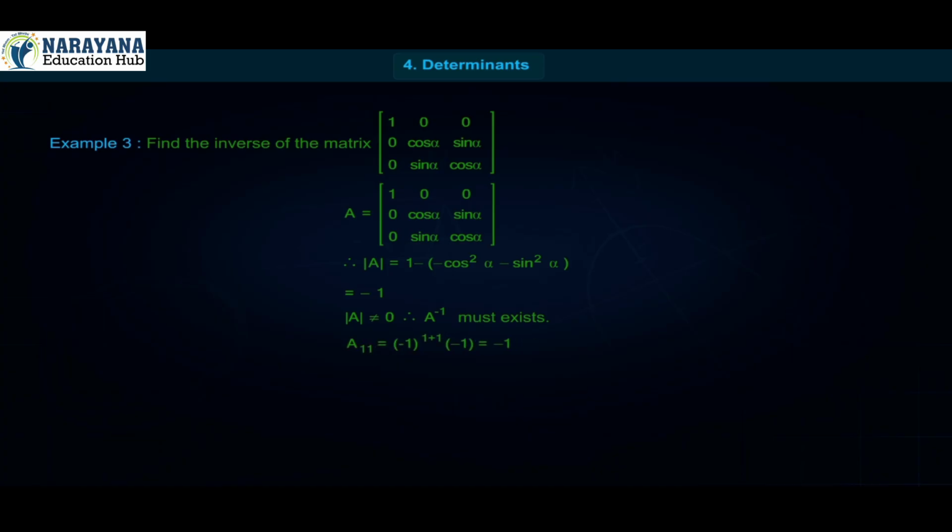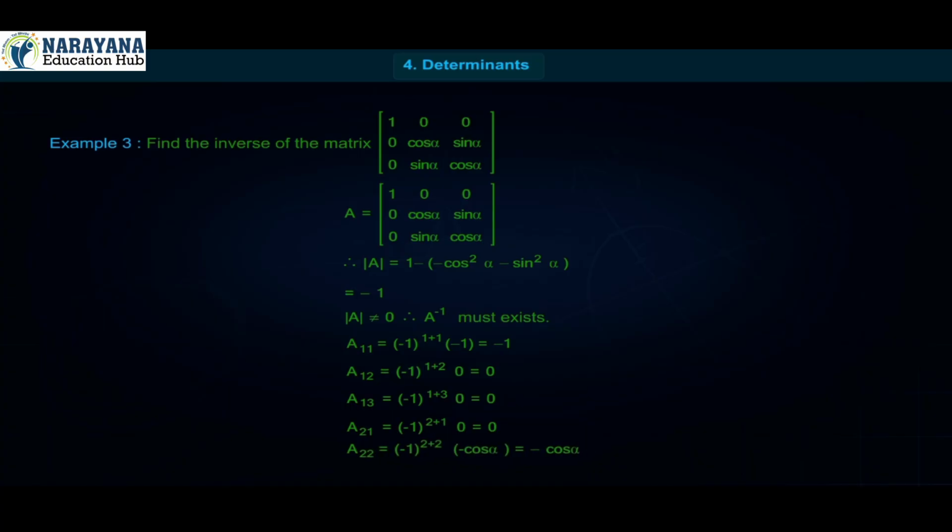A11 is equal to (-1) raised to 1 plus 1 into -1 is equal to -1. A12 is equal to (-1) raised to 1 plus 2 into 0 is equal to 0. A13 is equal to (-1) raised to 1 plus 3 into 0 is equal to 0. A21 is equal to (-1) raised to 2 plus 1 into 0 is equal to 0.